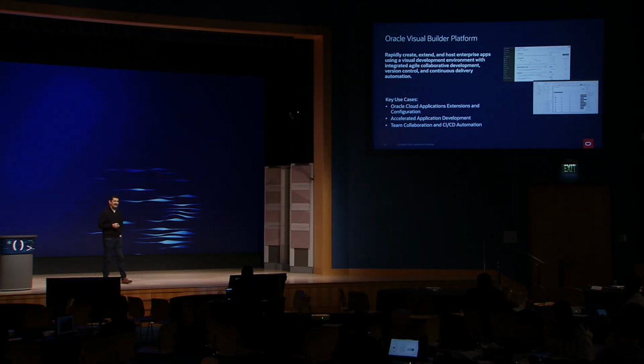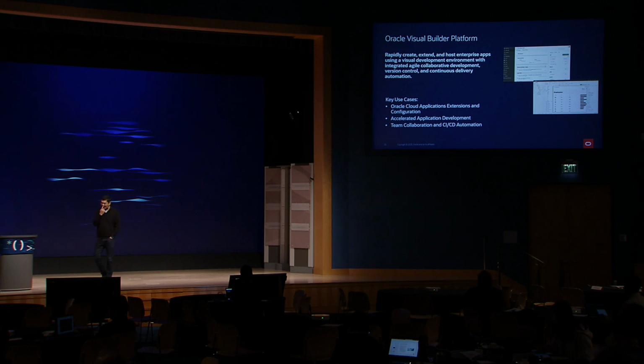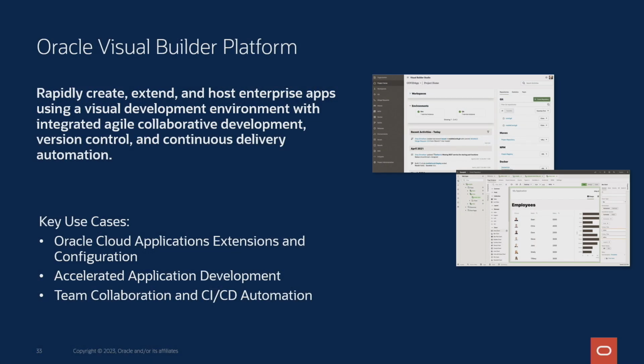The next platform which I want to talk about is Oracle Visual Builder Platform. Oracle Visual Builder Platform is primarily targeted for extending SaaS applications, but you can build native mobile apps and web apps using this platform as well. Behind the scenes, it uses JavaScript. It is all JavaScript. But you as a developer use drag and drop style for building applications. The key use cases are extending SaaS applications, doing CI/CD.